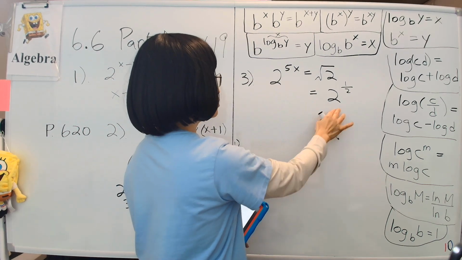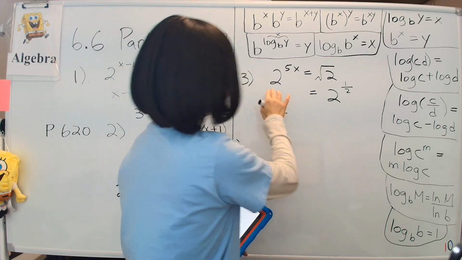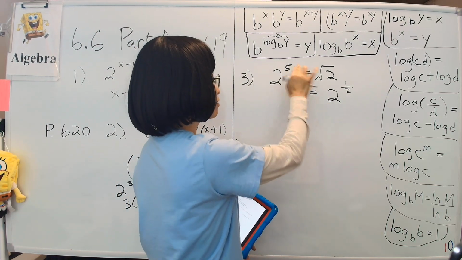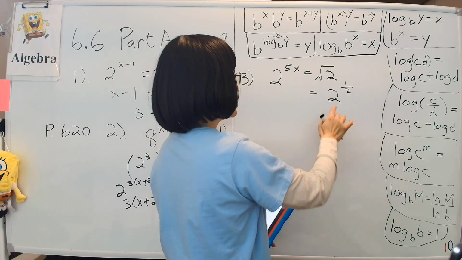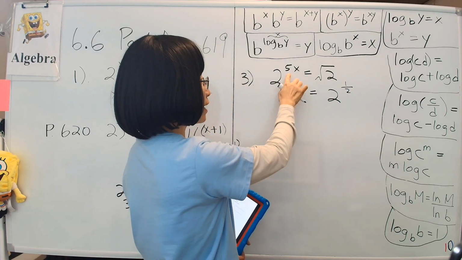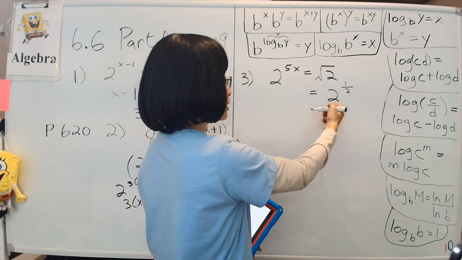They are both 2. Is this called base or something else? I don't care what it's called. The point is, what's being raised to the power is the same, right? It's raised to 5x. This is raised to 1/2. Well, at least they're both 2 anyway. And so that means that 5x has to be equal to 1/2 for this equation to hold.